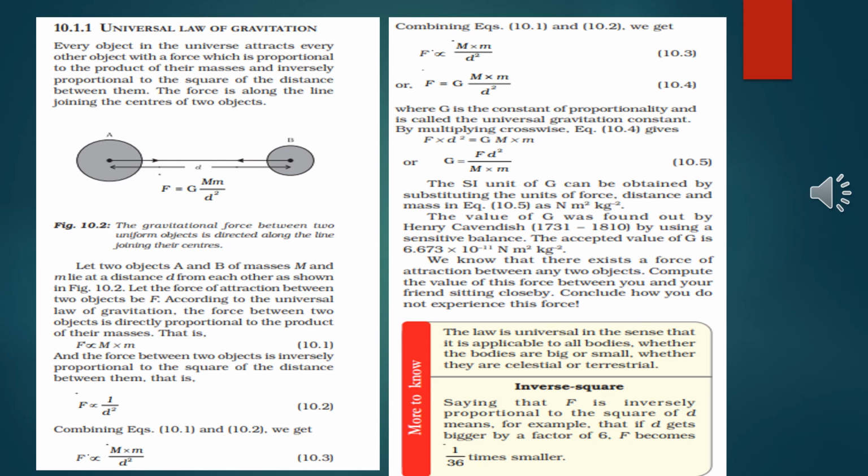By simplifying this formula, you can also write down the formula for capital G. If we cross multiply and solve for G, then we get F d squared divided by capital M into small m. So this is the formula for capital G, the universal gravitational constant. We know that there exists a force of attraction between any two objects, so we can find the force of attraction between two objects if we know the masses of the two objects and the distance between them.